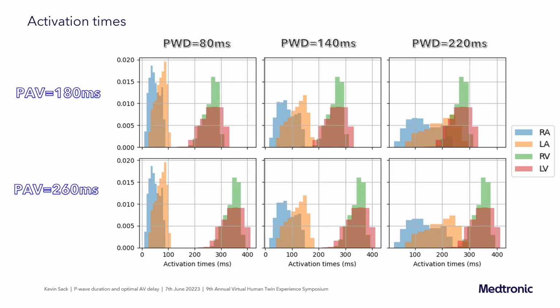Now you can see when we modulate some of these things in the model, we get very different looking histograms. So that top row has the same AV delay or PAV of 180 milliseconds. That bottom row has a larger AV delay. And each column has different combinations of that P-wave duration. So you can really see, I mean, for this case of a fast AV delay, there's no need, just from looking at the histograms, to extend AV delay too far out. Right? You can see there's clearly no overlap. They're activating altogether. While you start running into problems as that P wave duration gets longer and longer with substantial overlap of activation.